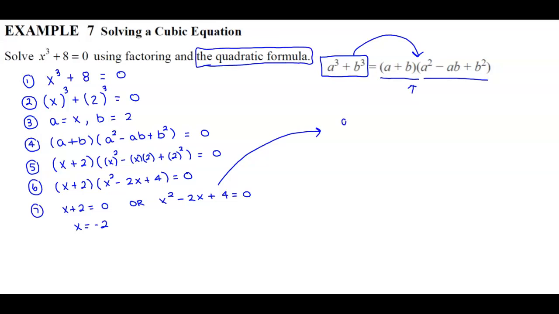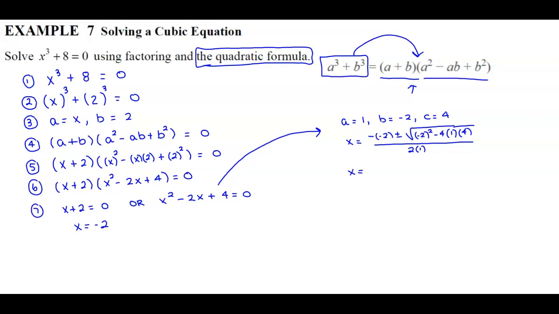So using the quadratic formula, we know the value of a is equal to 1. We know the value of b is negative 2. And the value of c is positive 4. And now we're going to go ahead and use the quadratic formula. Now remember, it's going to be negative b, so that's a negative times a negative 2, plus or minus the square root of b squared, so that's negative 2 squared, minus 4 times a, which is 1, times c, which is 4, all over 2 times a, which is 2 times 1.